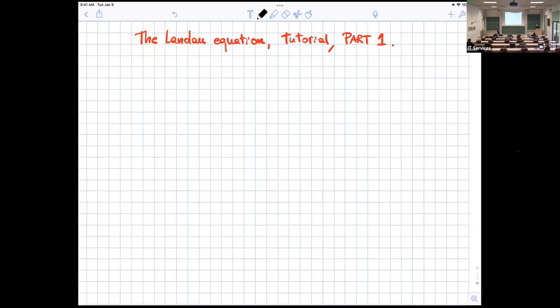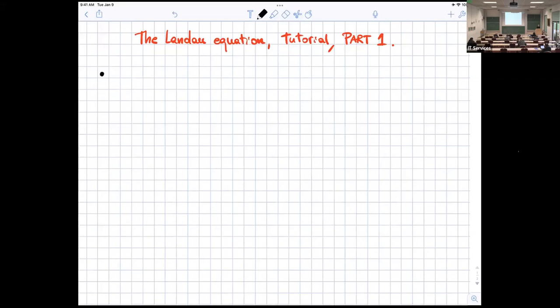And today she's going to talk about the Landau equation, tutorial part 1. Thank you very much. When I was asked to prepare this tutorial, they told me explicitly it's targeted to graduate students, so perhaps I will speed up a little bit on the details at the beginning. So this tutorial is on the Landau equation, and today I will focus on the homogeneous version, and next week I will talk about the inhomogeneous equation.